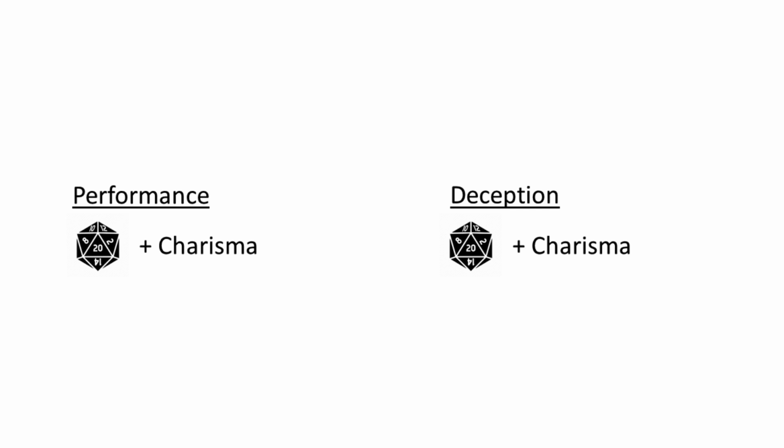Let's say you wanted to do a performance, and then you wanted to lie about it. Well, both of these tasks require a d20 roll plus the relevant ability modifier. In this case, it is charisma. But that might seem strange. If your character is a very proficient trumpet player, that doesn't necessarily mean they're also good at lying.